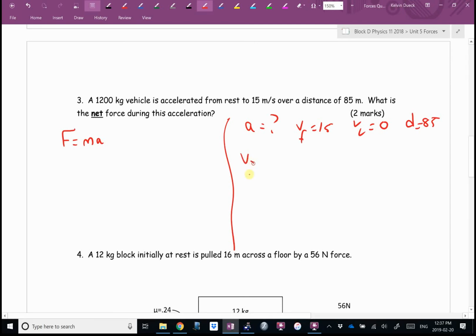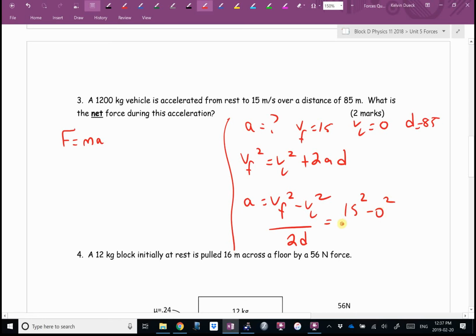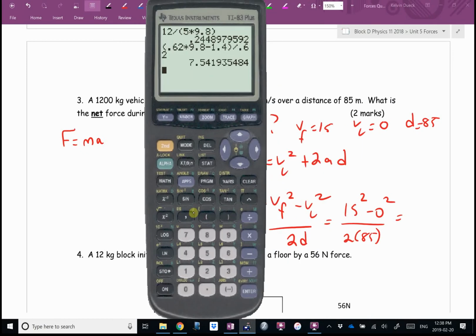I think we're going to end up using the VF squared equals VI squared plus 2AD. I think we're going to get A equals VF squared minus VI squared all over 2D. It's going to be 15 squared minus 0 squared all over 2 times 85. 15 squared.